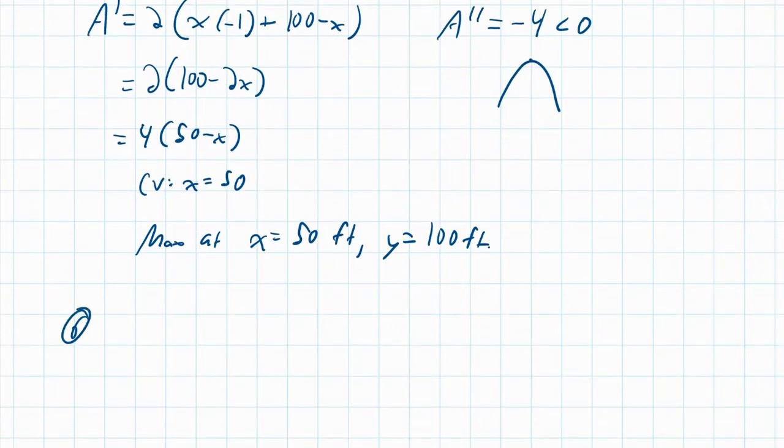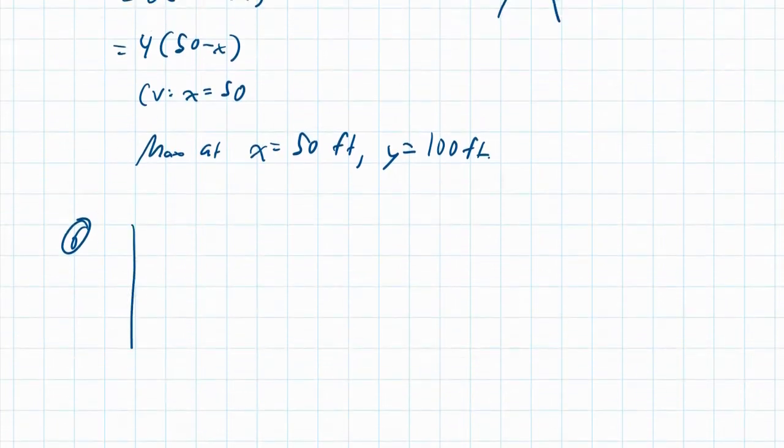Number 6. We have an open box with square corners. We've done this umpteen thousand times before. Open box with square corners cut from a piece of cardboard that is 10 by 10. So this is 10 by 10, and folding up the sides.